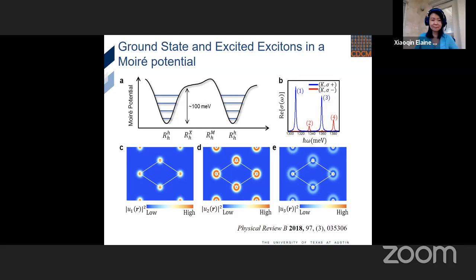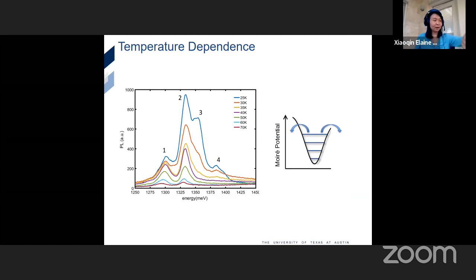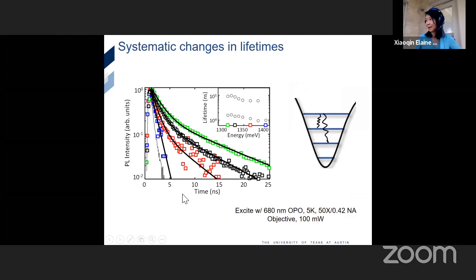Okay, so let me just briefly show you. I don't have a whole lot of time left, but the fact that we assign them to excited state and ground state is also based on temperature dependence. The higher energy states start to disappear because they're escaping the trap earlier than the low energy states. So temperature dependence backs up that there are also systematic lifetime changes when we move across these energy states. So we've taken the interpretation of ground state and excited state.